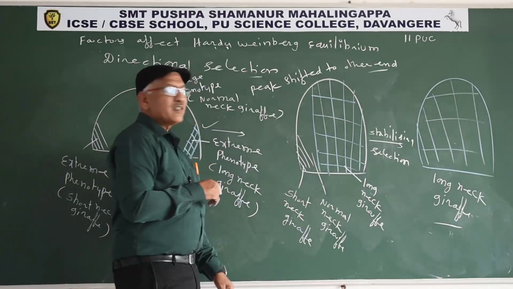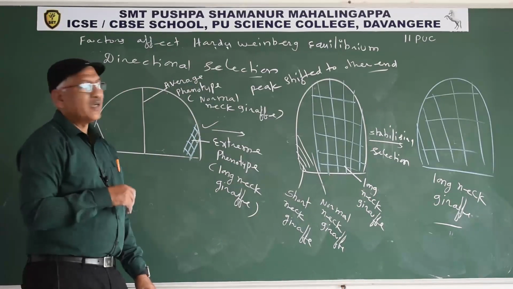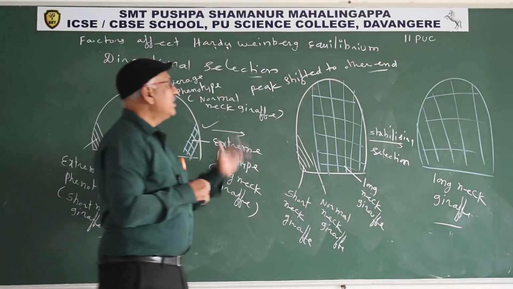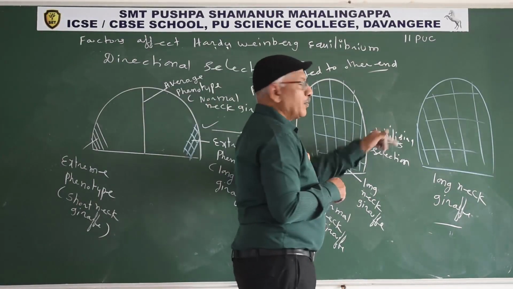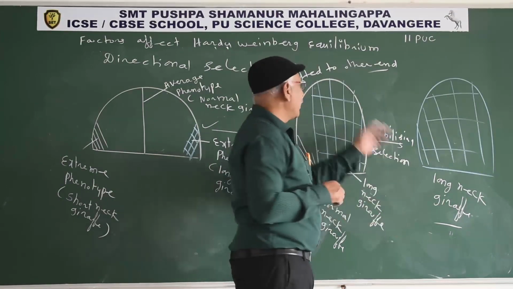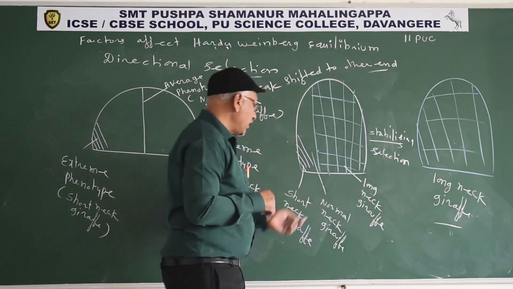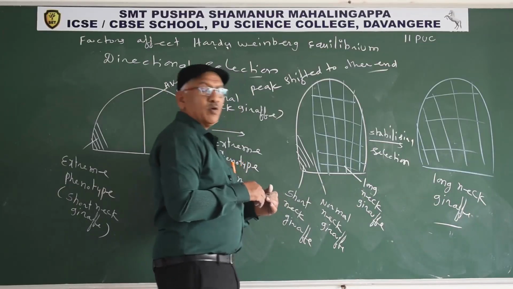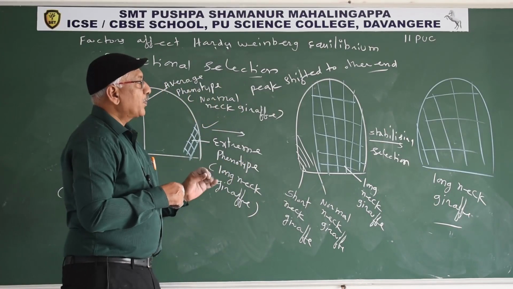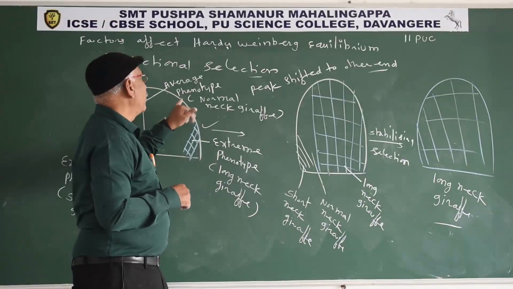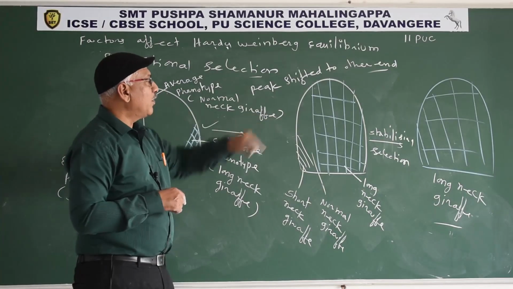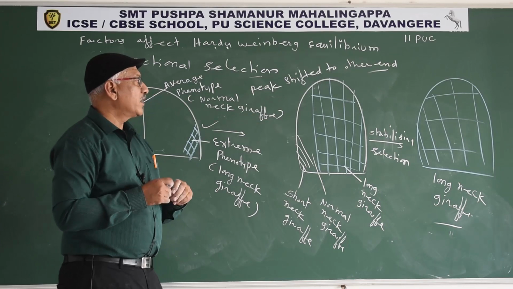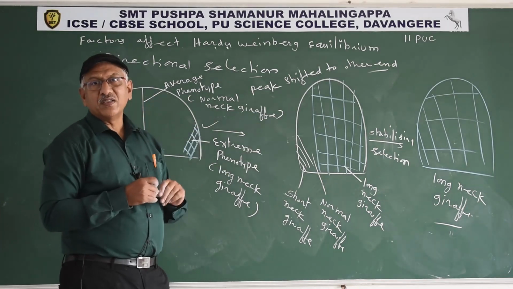Once the neck size is sufficient to reach the greater foliage, now instead of directional selection, stabilizing selection is operating. The stabilizing selection eliminates the normal neck and short neck giraffes. In the population, only long neck giraffes are present. In this manner, due to the functioning of directional selection followed by stabilizing selection, one new species is evolved.